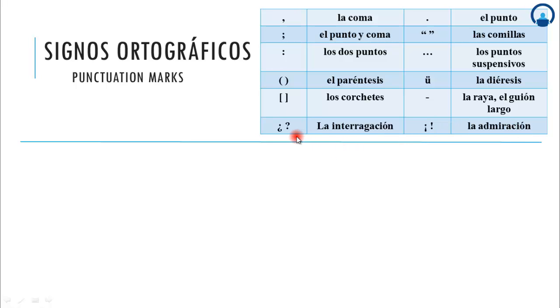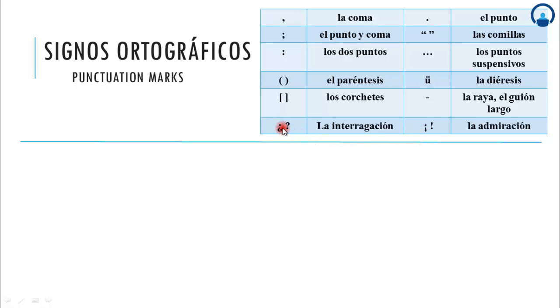Now if you note, there's something different about the question mark and the exclamation mark. In English we just use the simple question mark and the simple exclamation mark, but in Spanish we have an inverted question mark and an inverted exclamation mark.